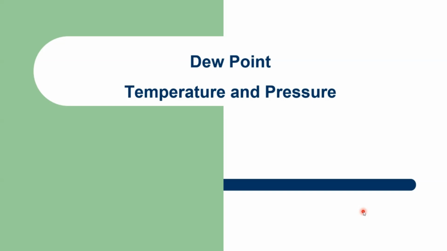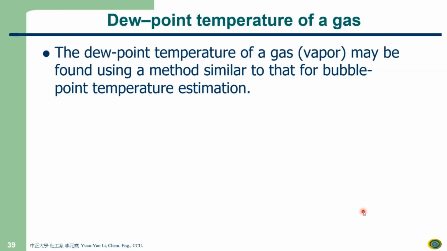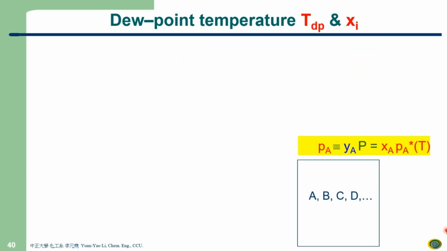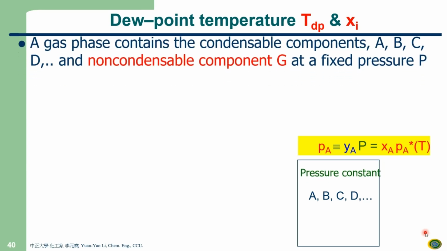Okay, so next is dew point temperature and pressure. What's dew point temperature and pressure? The dew point temperature of a gas may be found using a method similar to that for bubble point temperature estimation. Let's use your imagination. There are many species in the gas phase. There is no liquid, and then you start to decrease the temperature. So one droplet will condense. If you're talking about dew point temperature, you have to keep the pressure constant. So this is the initial condition.